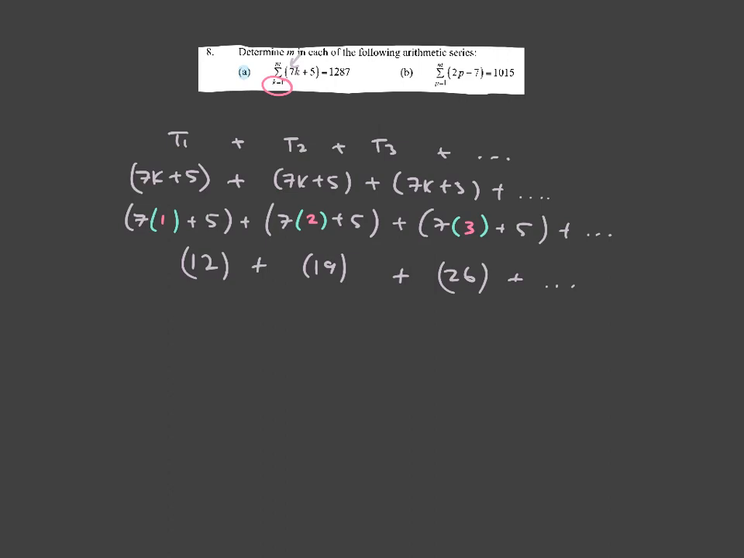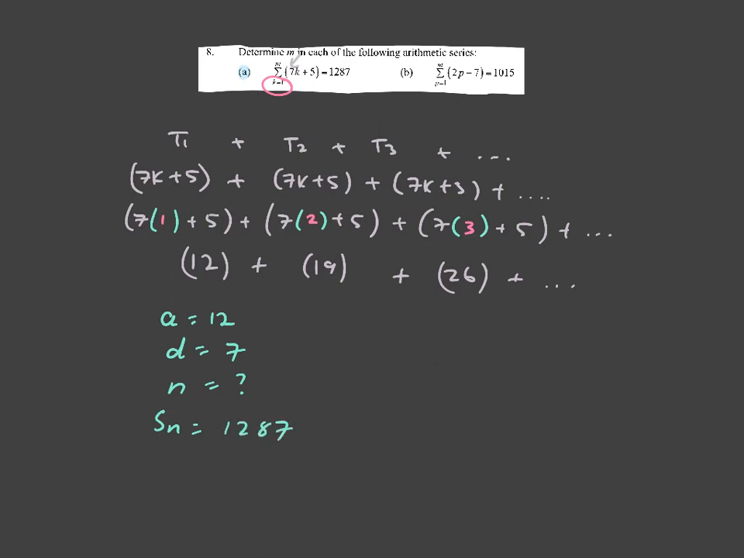Okay, so what do we have so far? We've got a is equal to 12, we've got the common difference, which is 7. Do we know n? No, we don't know n, that's what we want. And do we have the sum? Yes, we have the sum. The sum is equal to 1287.